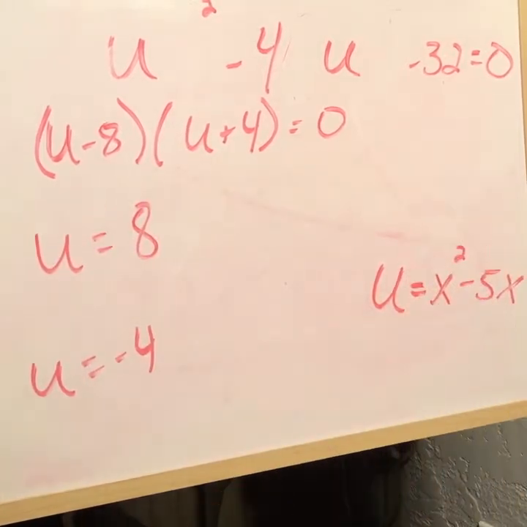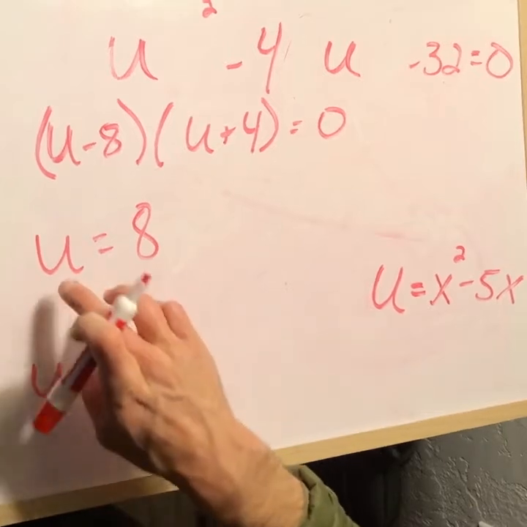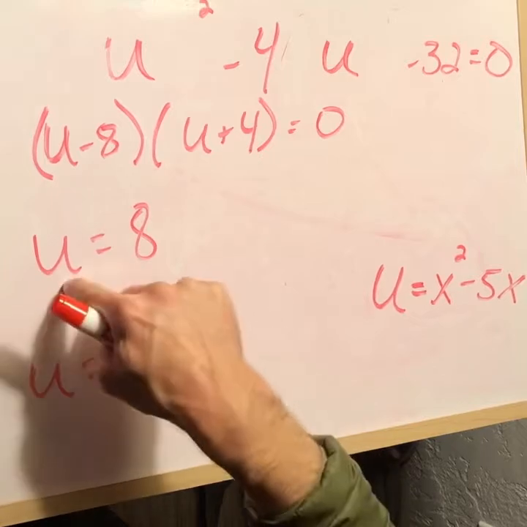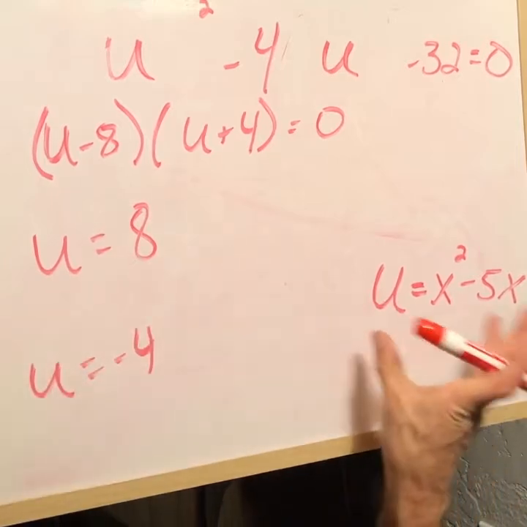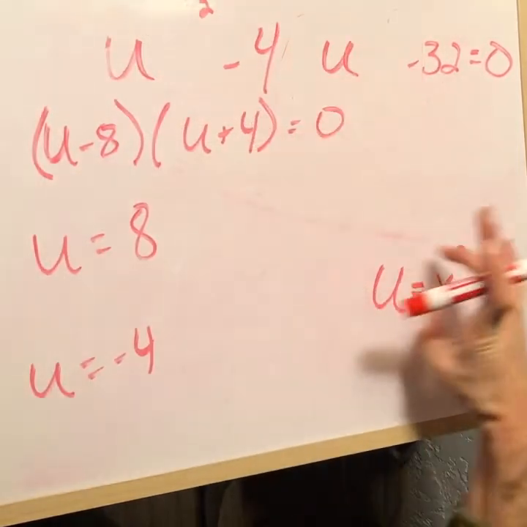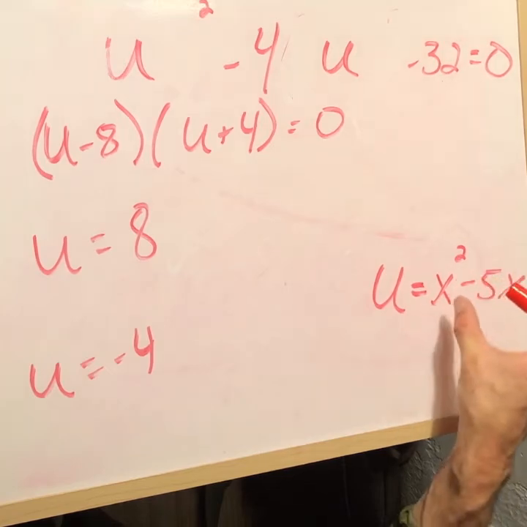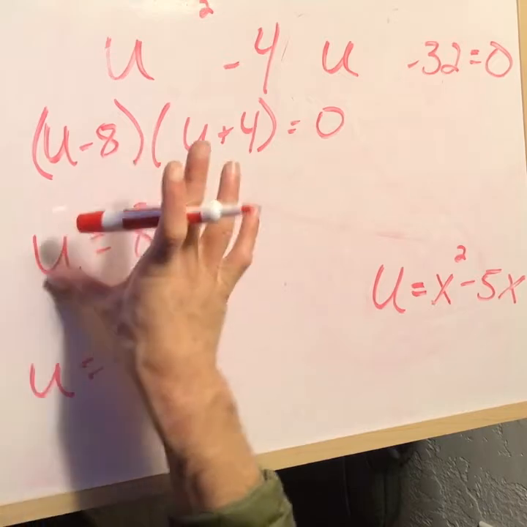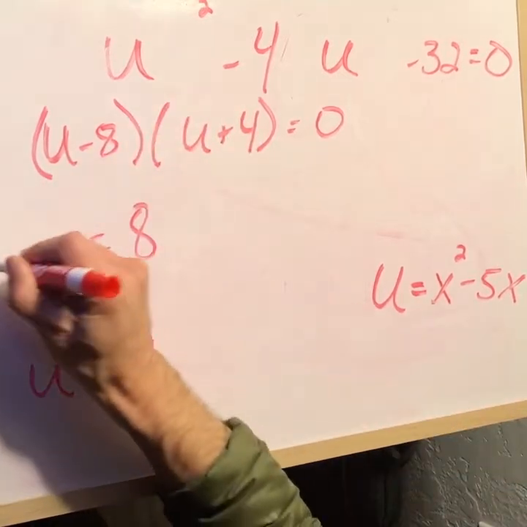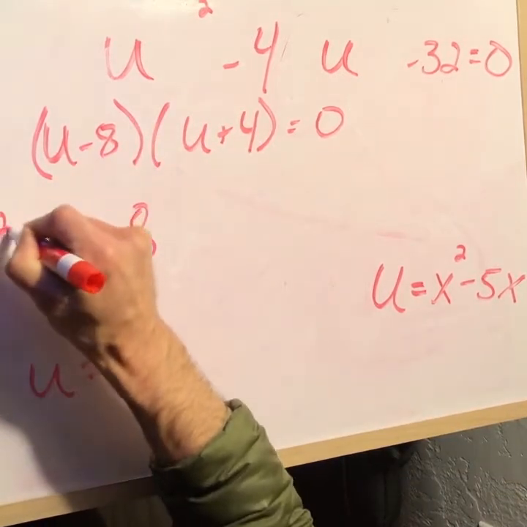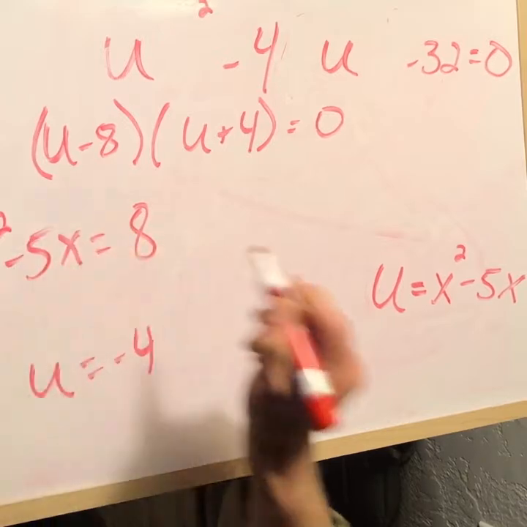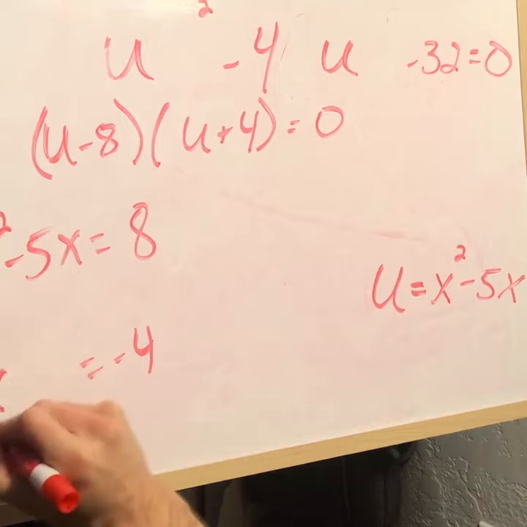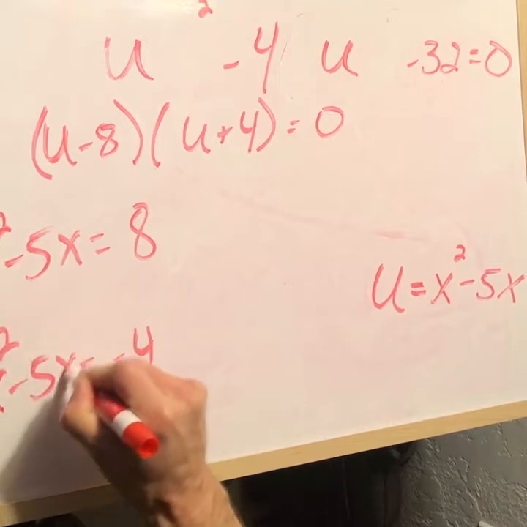Okay, but this is the thing. U is actually equal to this. This is what U equals. So U substitution says, you know how I pulled this out in the beginning? I'm going to take this and plug it back in. I'm going to substitute it for what it equals. So instead of U, I get x squared minus 5x. Instead of this U, I get x squared minus 5x.